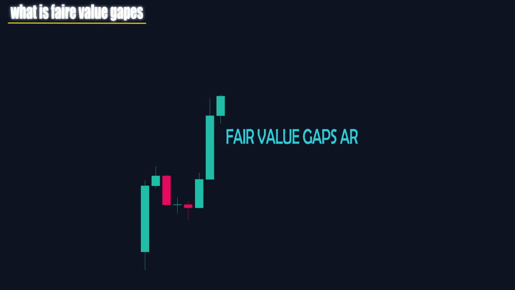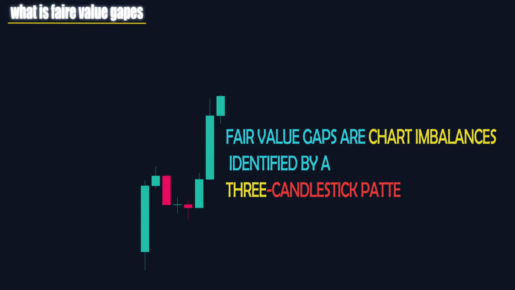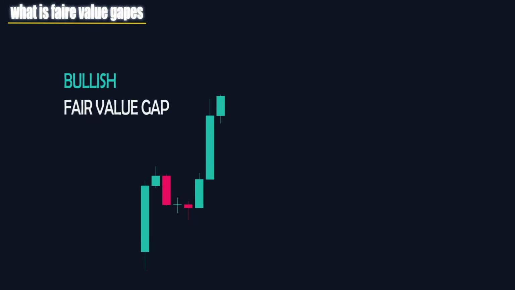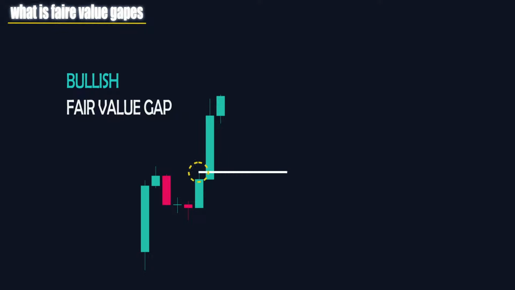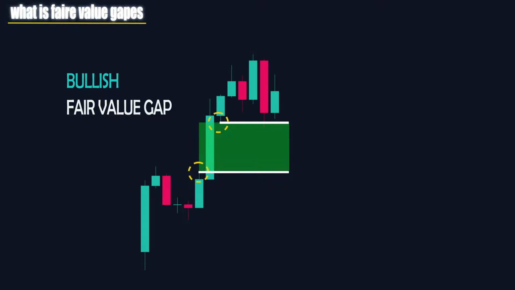Fair value gaps are chart imbalances identified by a 3-candlestick pattern. For a bullish fair value gap, the first candle's high doesn't overlap with the third candle's low, creating a visible gap that the market often retraces to fill, either partially or completely, before resuming the trend.